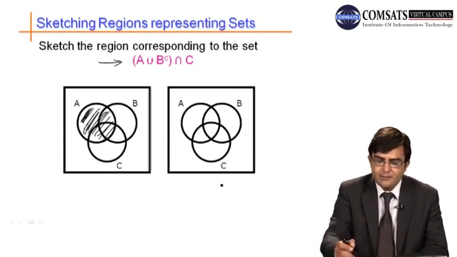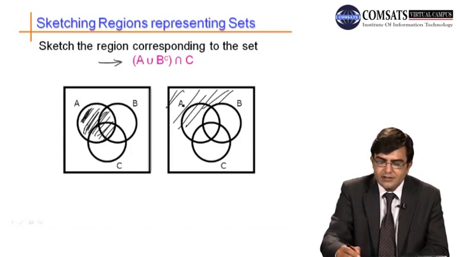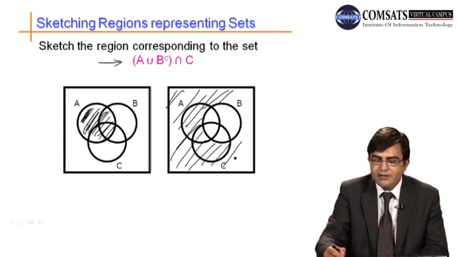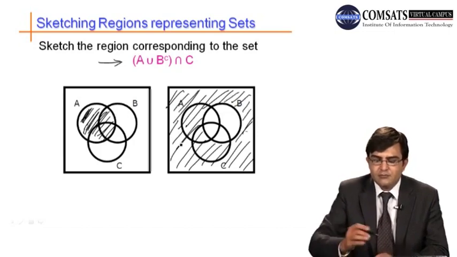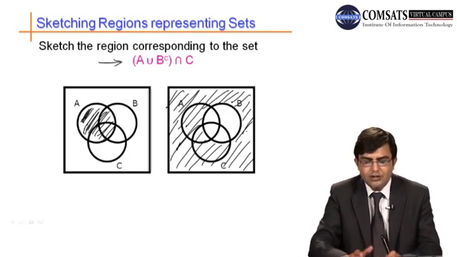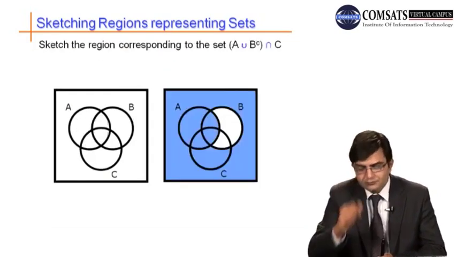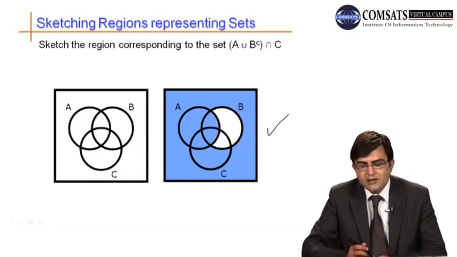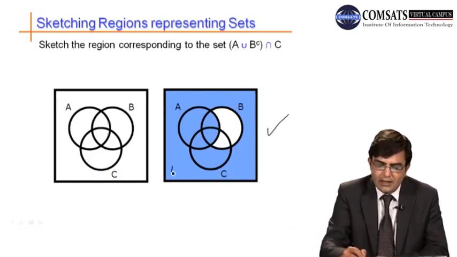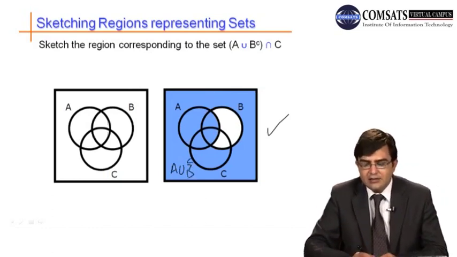Now what is B complement? B complement is that region other than B. So this is B. The B complement is the whole region with respect to U. We are taking the complement with respect to the universal set. So this is the whole region which is B complement. So if we take the union of these 2 regions, what will we get? We'll get this region. So this is our A union B complement, the whole region which is colored in blue.